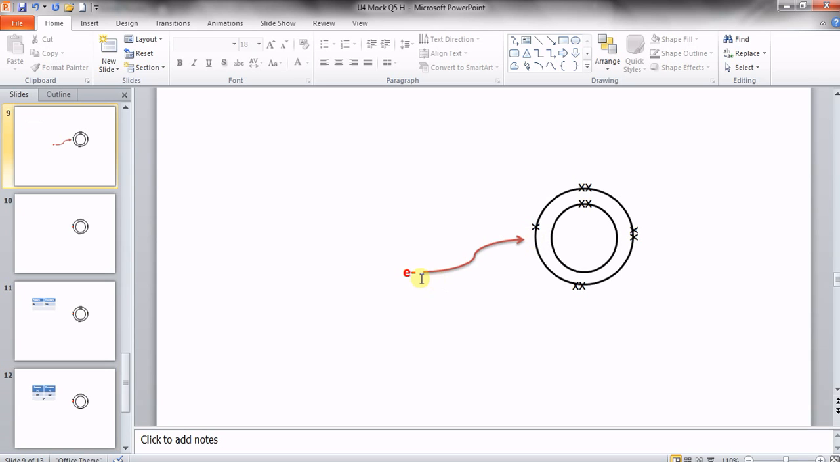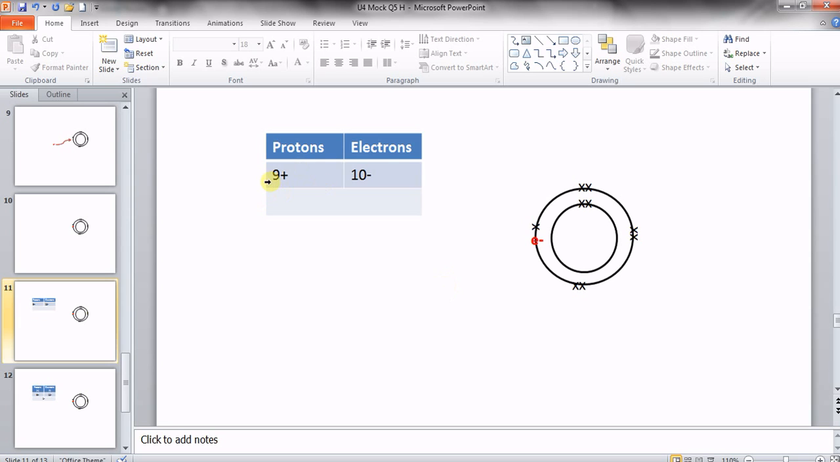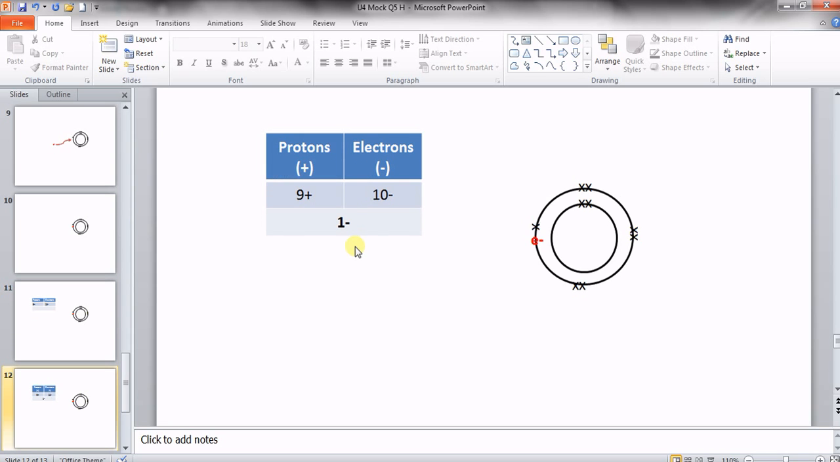So what can happen is that if it reacts with a metal, then the electron from the metal will go into the space there, and that will give it a full outer shell which is more stable. So that's it there. This now means that it's got one electron more than it had originally. So if we look at our number of protons and electrons, we've got 9 protons. Remember, protons have got a positive charge. We've got 10 electrons. Electrons have got a negative charge. So overall, we've got one more electron than we have protons. So we've got a 1 minus charge.